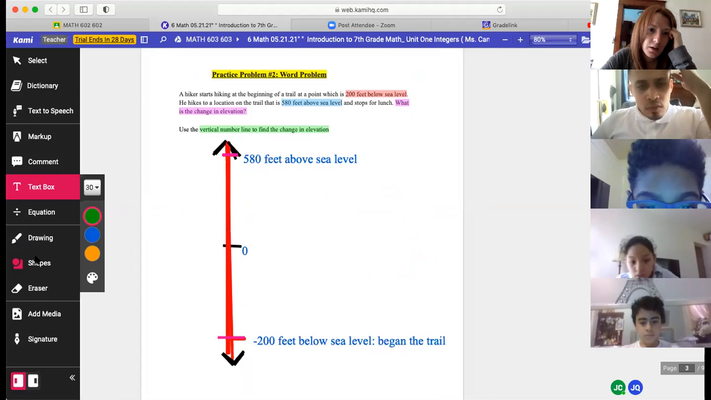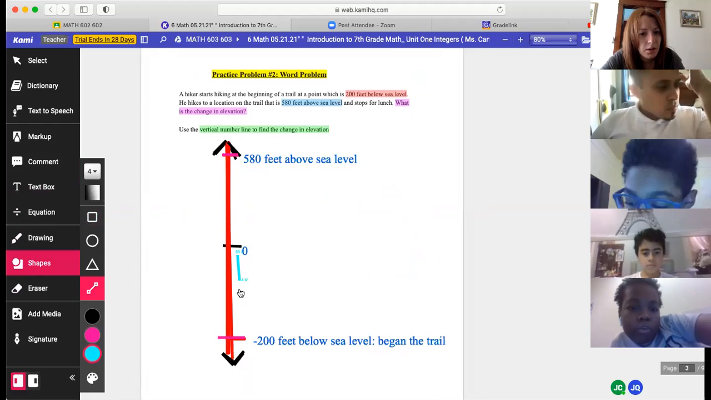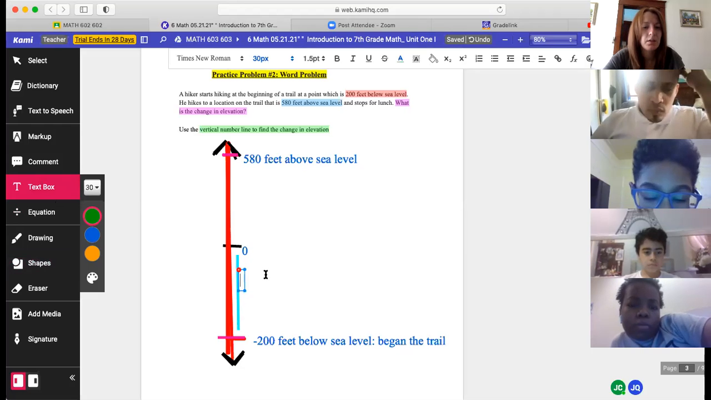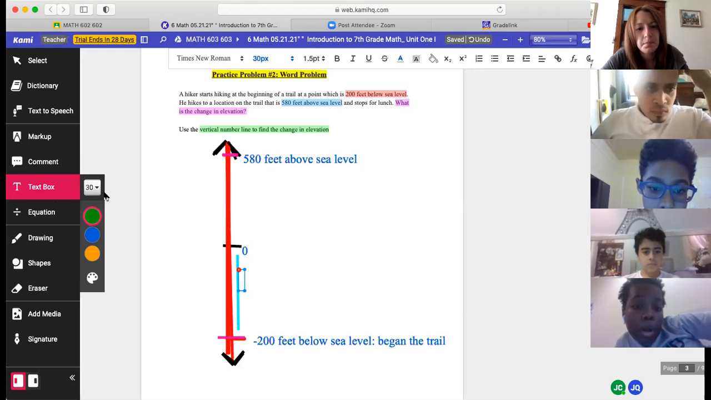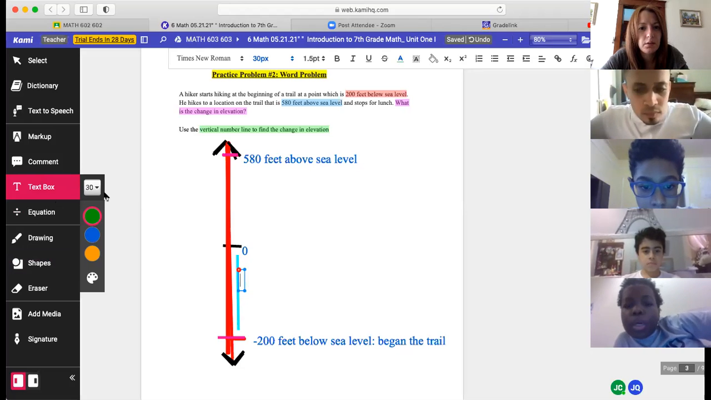A hiker starts hiking in the beginning of a trail at a point which is 200 feet below sea level. He hikes to a location on the trail that is 580 feet above sea level and stops for lunch. What is the change in elevation?